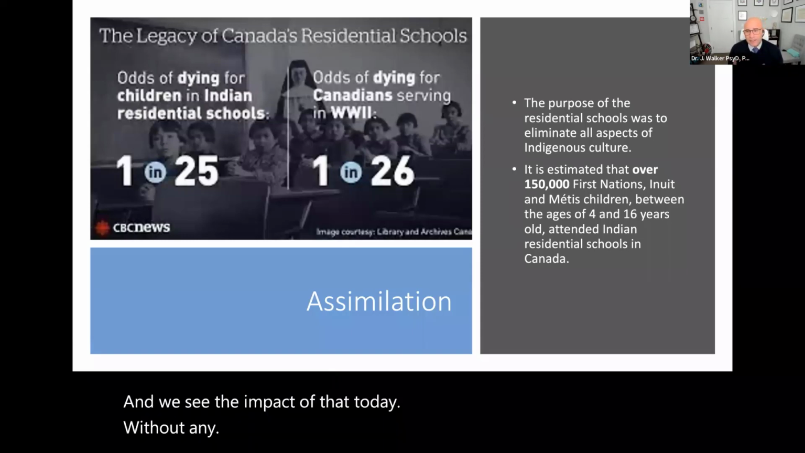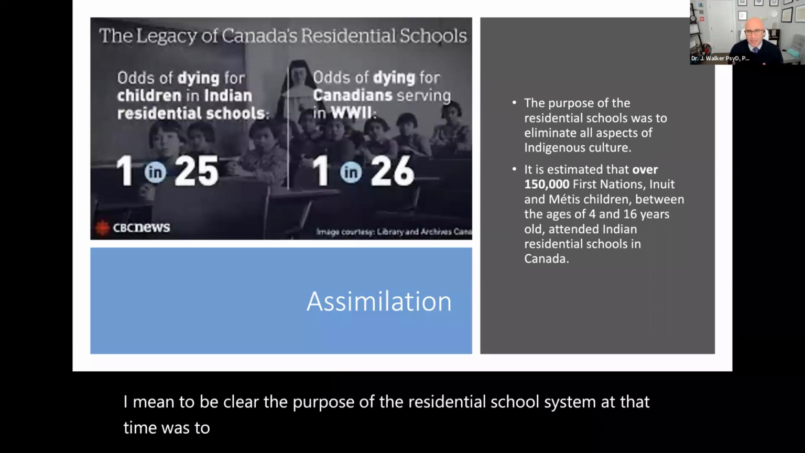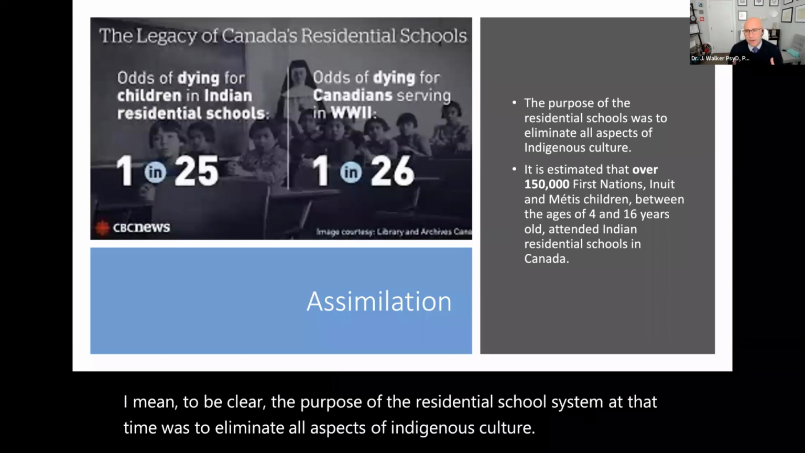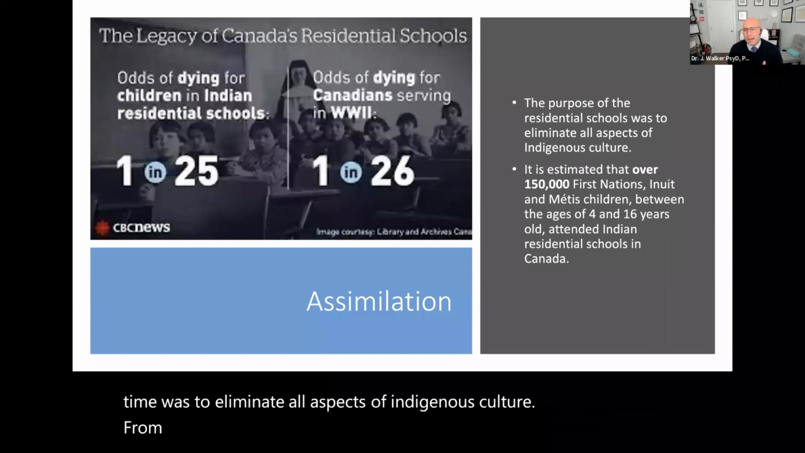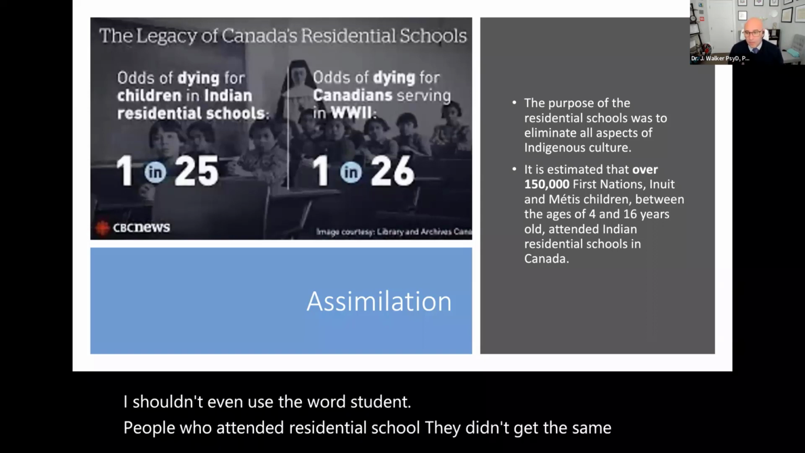To be clear, the purpose of the residential school system at that time was to eliminate all aspects of Indigenous culture. From having the child's hair cut to being placed in uniforms. They were often referred to by their number, not by their name. So residential school students, I shouldn't even use the word student. People who attended residential school, they didn't get the same education as the general population.